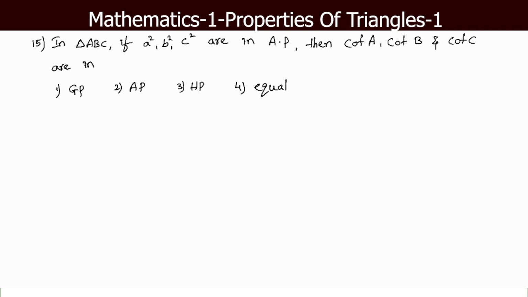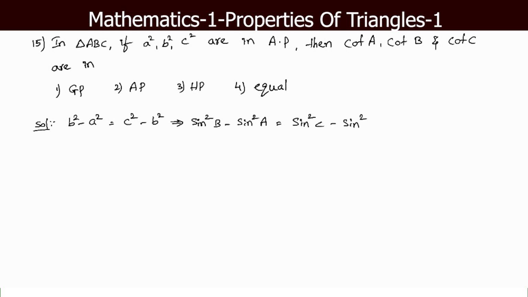Cot A is equal to cot B is equal to cot C. Solution: by hypothesis, you know that b square minus a square is equal to c square minus b square, because a square, b square, c square are in AP. So this shows that sin square b minus sin square a is equal to sin square c minus sin square b, because a is equal to 2R sin A, b is equal to 2R sin B, c is equal to 2R sin C.